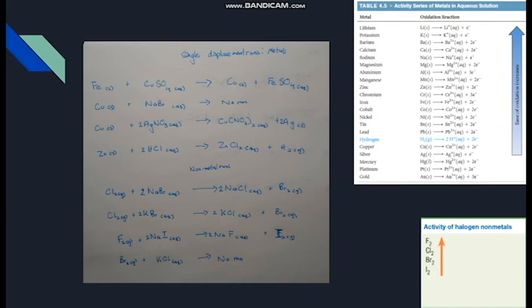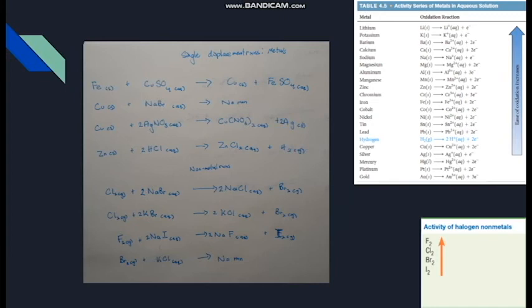Now taking a look at non-metal reactions, chlorine gas plus sodium bromide combine to form sodium chloride and bromine. Chlorine is higher than bromine on the activity series, so chlorine is going to be able to replace, displace it. We do have to balance this out because we have two bromines on the left, two chlorines on the right, so we have to multiply NaBr by 2 and NaCl by 2 as well.